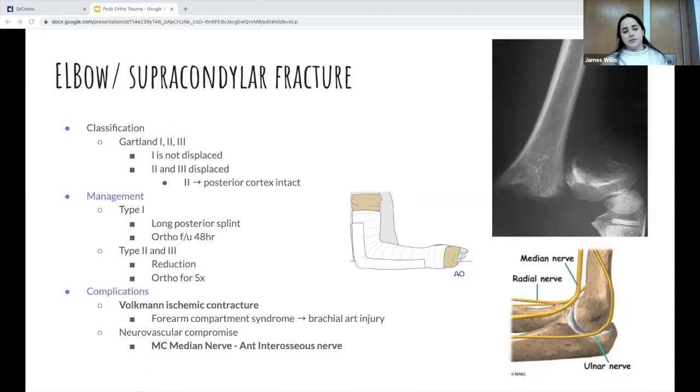The complications will be Volkmann ischemic contracture, which is a compartment syndrome of the forearm, or nerve injury, which is the median nerve. Any questions with supracondylar? Also, for type 1, you can do an ultrasound. If you're not seeing the posterior fat pad, you can use the linear probe and place it here, and you will look for the actual posterior fat pad sign. The good thing about the ultrasound is that you can do it on the other arm and make sure you're not missing anything.